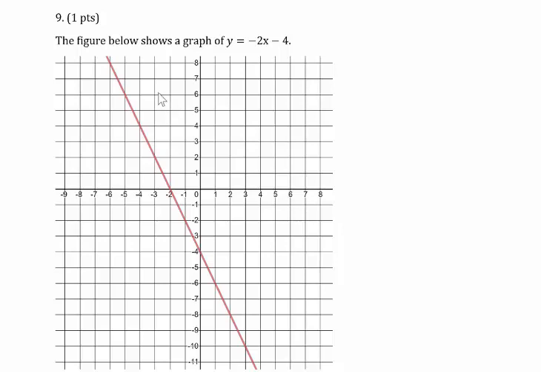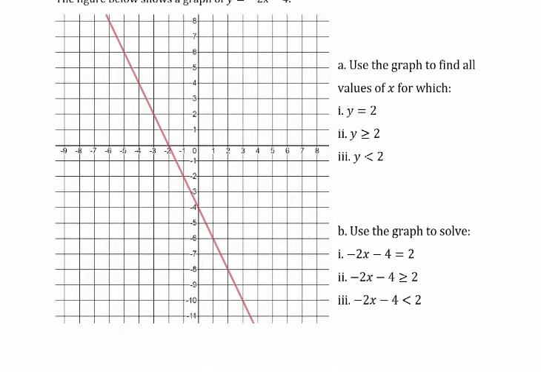And let's take a look at number 9 from section 1.3. We're given a graph of a line, in this case y equals negative 2x minus 4, and asked to solve some equations or inequalities based on the graph. So first we'll look for when y is equal to 2. So I would draw a line at y equals 2 and then find wherever my line intersects the graph of the given line, and that is at x equals negative 3.